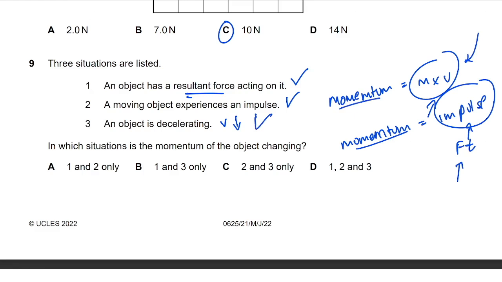So all of these situations will affect momentum, and hence the answer will be 1, 2, and 3. Move on to the next question.